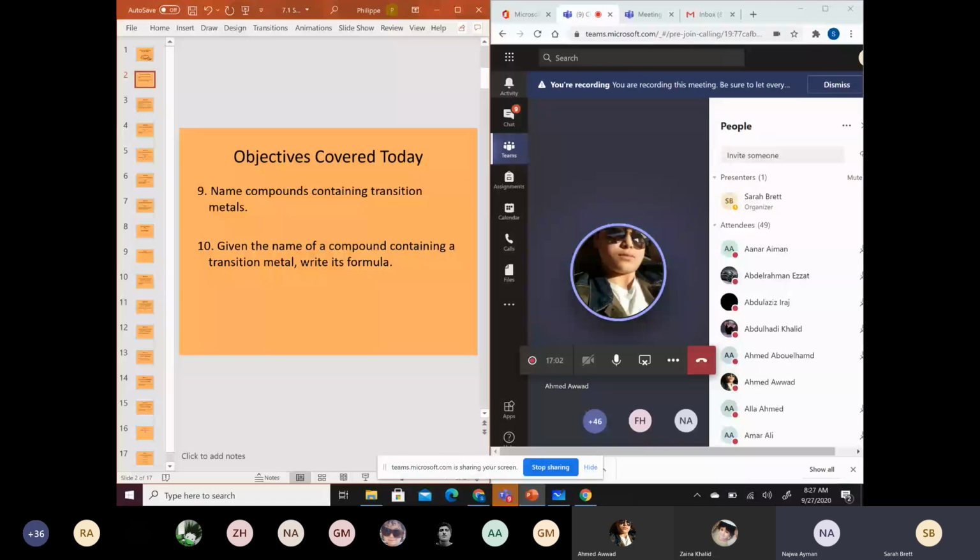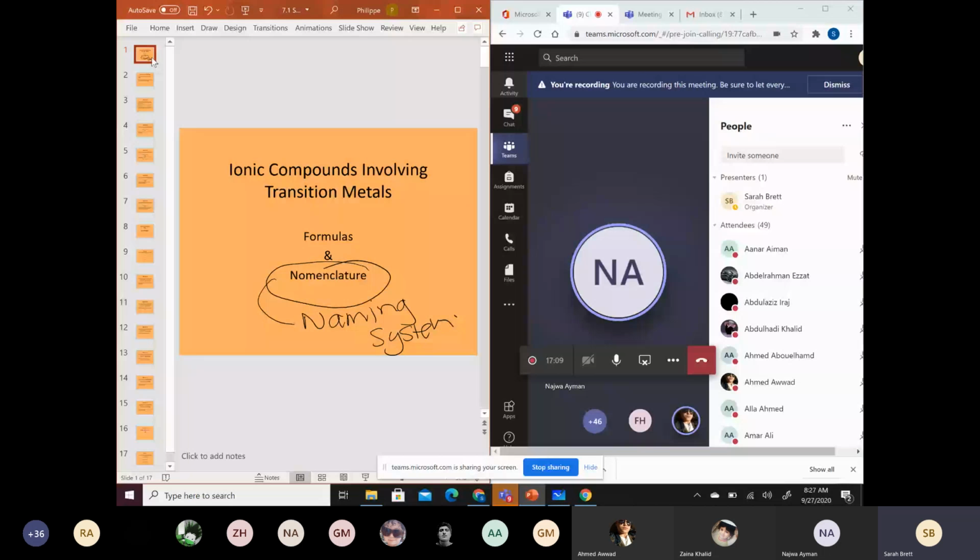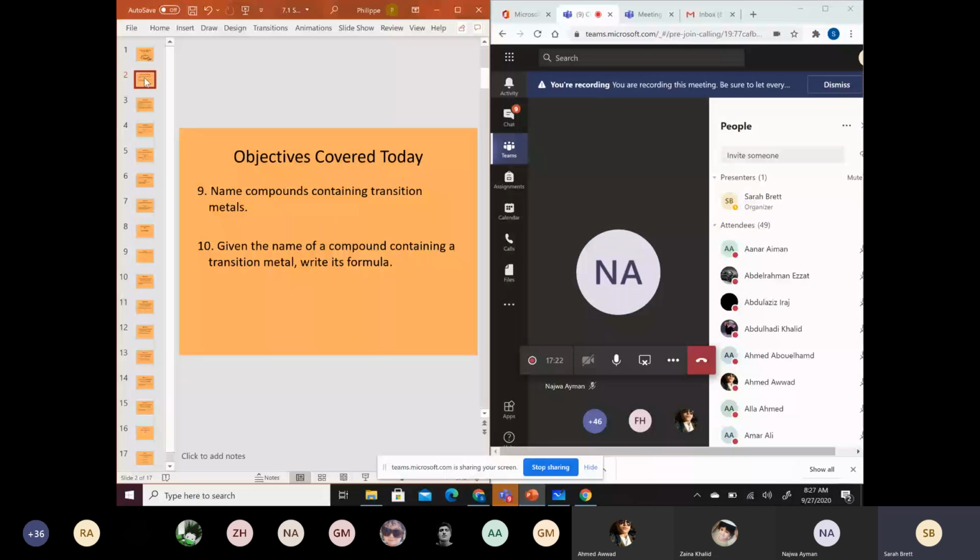Miss, what's the name of the lesson? Okay, guys, so it is stock system. We are looking at ionic compounds involving transition metals. Guys, this heading is minor. I want to get to the proper work, okay? So your objectives covered today would be: name compounds containing transition metals, and given the name of a compound containing a transition metal, write its formula. So it's the same as the last time.